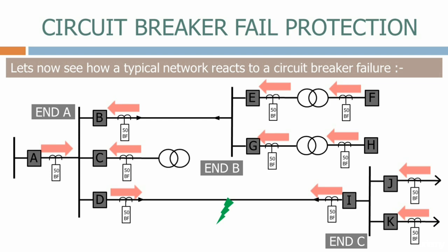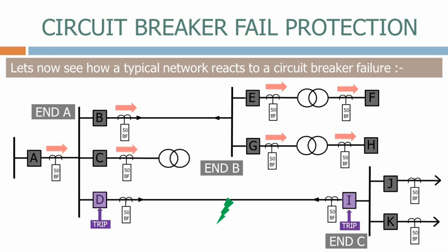The protection systems on breakers D and I trip, clearing the fault from the system. The rest of the currents in the network now reduce and the system goes back to normal. Let's now reset the system and see what happens when we have a circuit breaker failure.